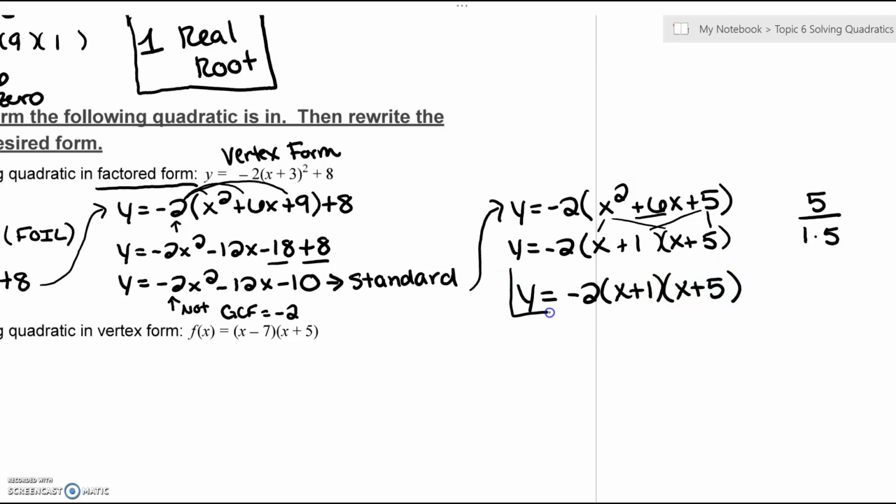And this is in factored form. Okay, that was my answer here. It's in factored form.